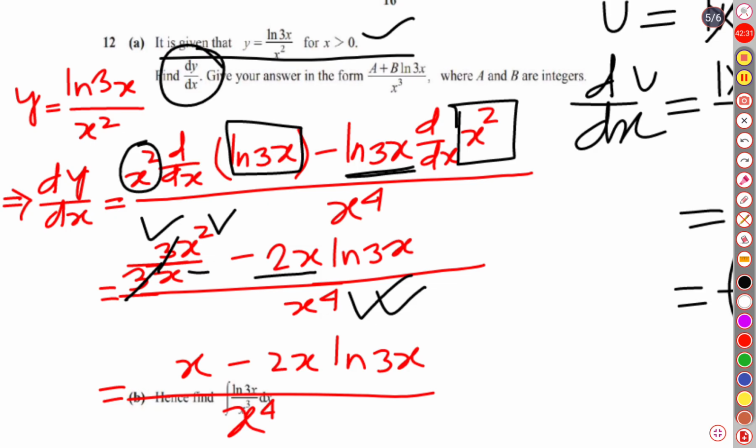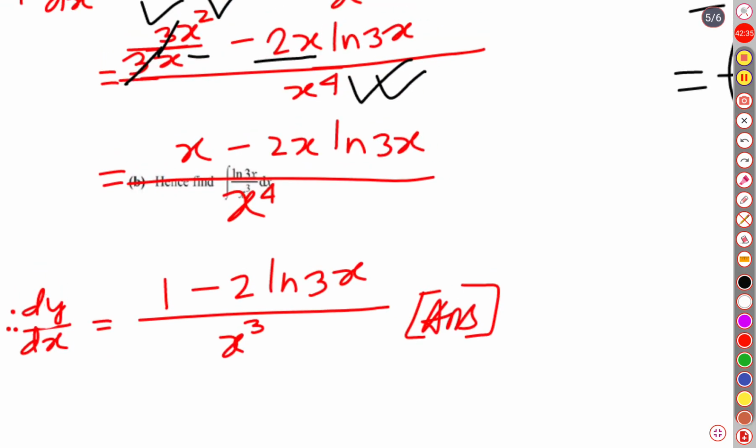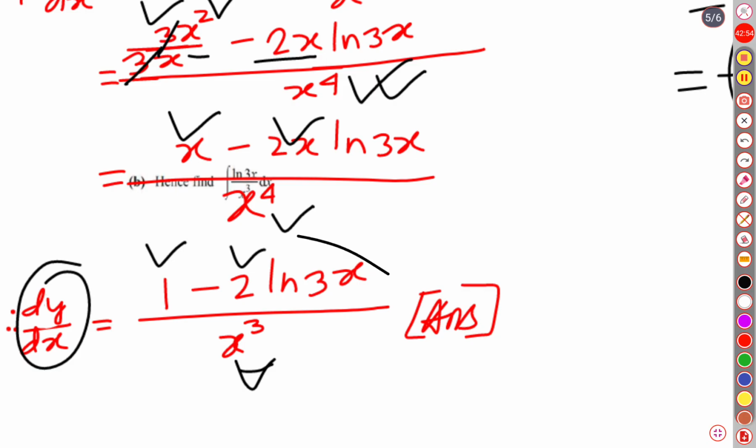Now, if we go downward, we can see that everything can be divided by x. If this is divided by x, it will be 1. If 2x is divided by x, it is going to be 2. And ln 3x, remember ln 3x is inner function, it cannot be touched at all. And if x square is divided by x, it is x cube. So ultimately what have we got? That dy over dx is equal to 1 minus 2 ln x over x cube.